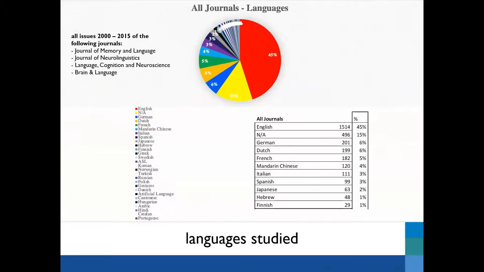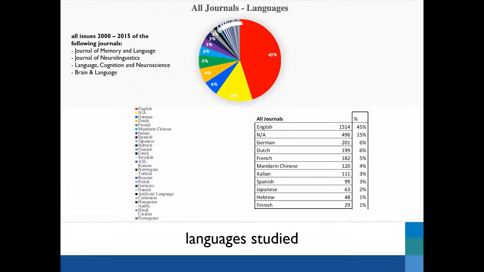Because when you look at the top 10, for example, you see that 70% of all papers, and this is now a count that I did for 15 years of these four journals. And it's probably, I don't know whether it's representative, but I think it may be, because I don't see any reason why it should be different in other journals. So when you do the count, you see that 70% of all the papers that are published about experimental language research are only on a handful of languages. And they are all either Germanic or Romance. Of course, the biggest part is English. 45% of all the research that's being published is on English. And then, there's German, there's Dutch, there's French.